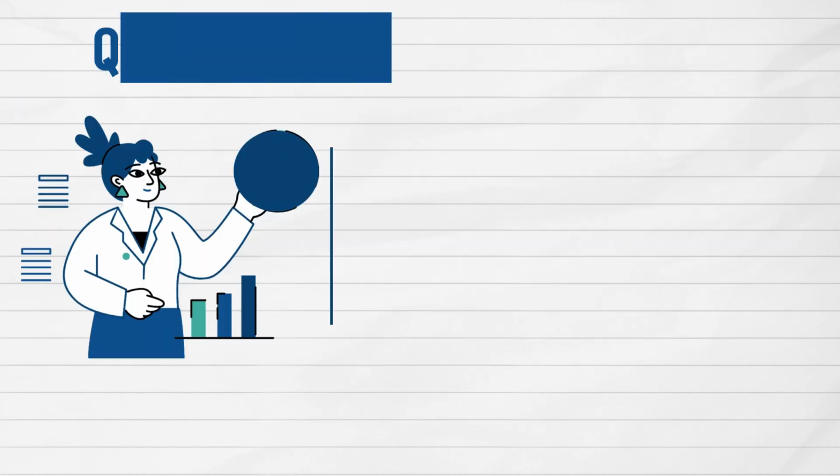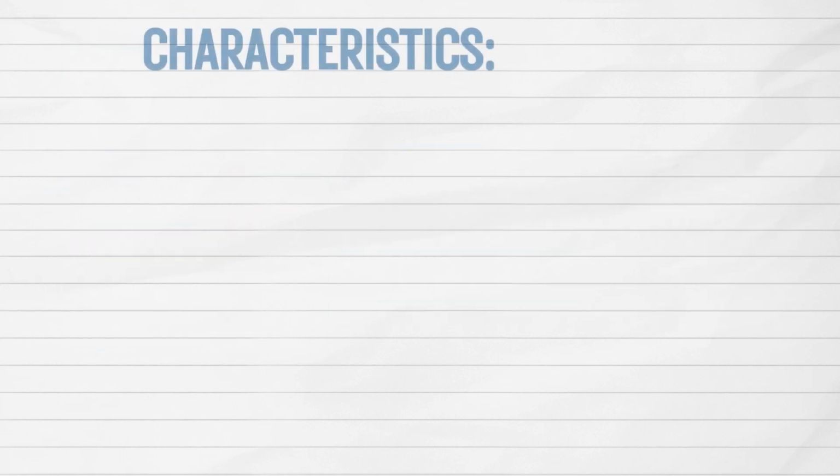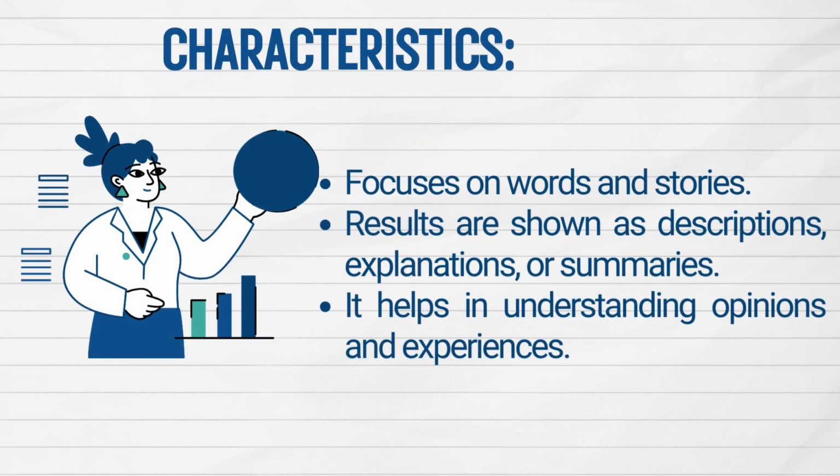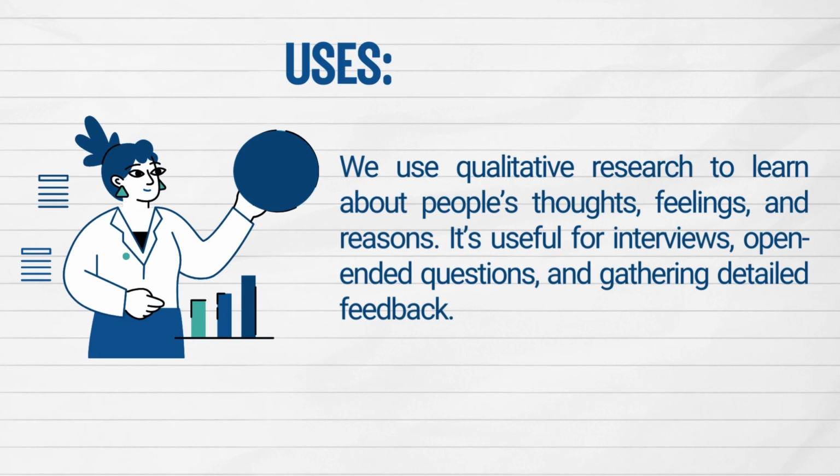Qualitative research is about words and descriptions. It helps us understand why people feel a certain way or how they think. Qualitative research focuses on words and stories. Results are shown as descriptions, explanations, or summaries, and it helps in understanding opinions and experiences. We use qualitative research to learn about people's thoughts, feelings, and reasons. It is useful for interviews, open-ended questions, and gathering detailed feedback.